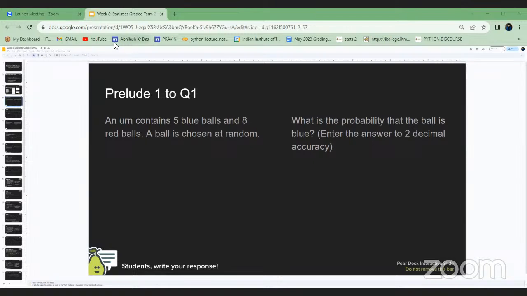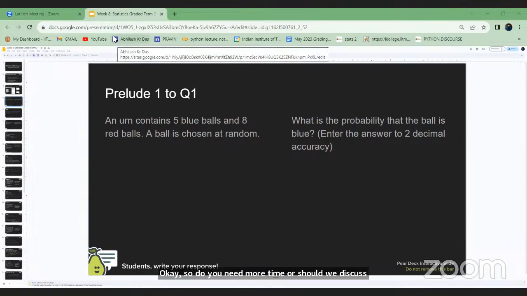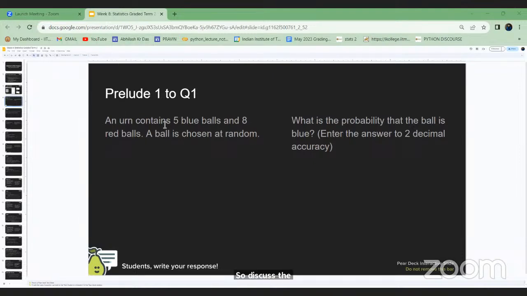Do you need more time or should we discuss this question? Sir, discuss. Okay, so it says an urn contains 5 blue balls and 8 red balls. A ball is chosen at random. What is the probability that the ball is blue? So one ball is chosen and we need the probability that the ball is blue, right? So how will you do it?